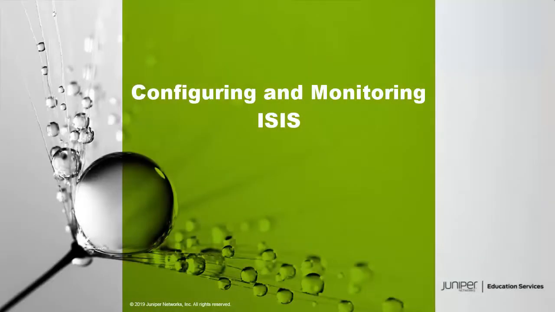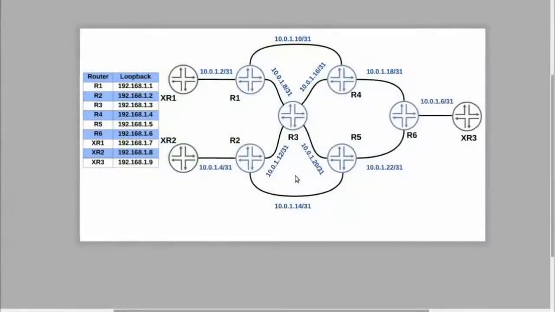In this section, we'll take a look at the Configuring and Monitoring ISIS objective of the JNCIS Service Provider exam. We'll examine how to configure and troubleshoot ISIS. For more detailed coverage of this objective and more, please check out the JUNOS Intermediate Routing course. In this video, we're going to demonstrate some of the basic concepts of ISIS configuration and operation.